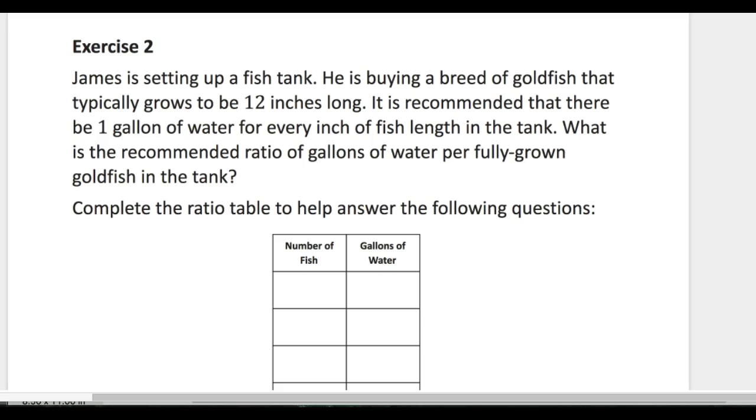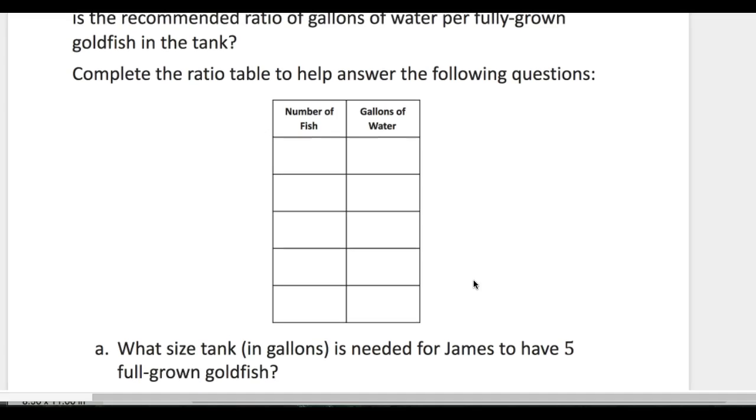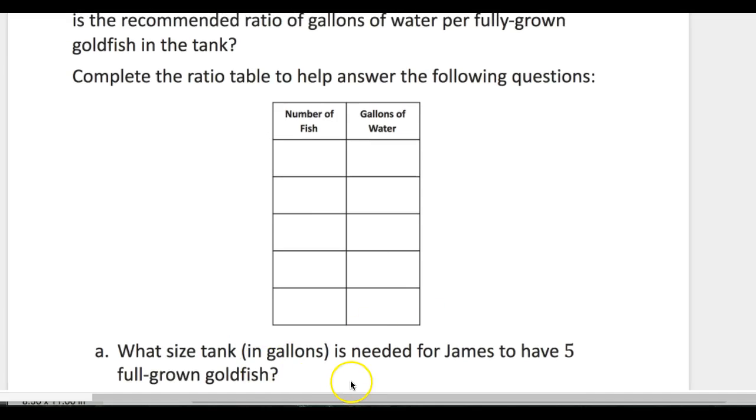All right, exercise 2 says, James is setting up a fish tank. He is buying a breed of goldfish that typically grows to be 12 inches long. It is recommended that there be 1 gallon of water for every inch of fish length in the tank. What is the recommended ratio of gallons of water per fully grown goldfish in the tank? Take a minute to fill out your ratio table first, and then you can start answering the questions, but let's do the ratio table first.